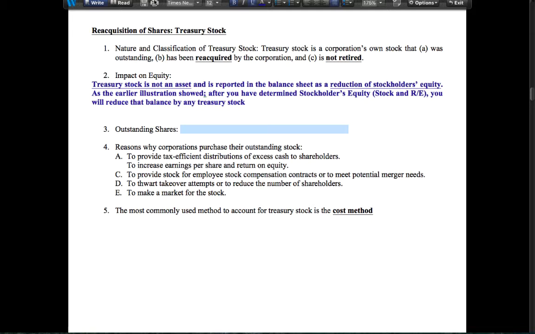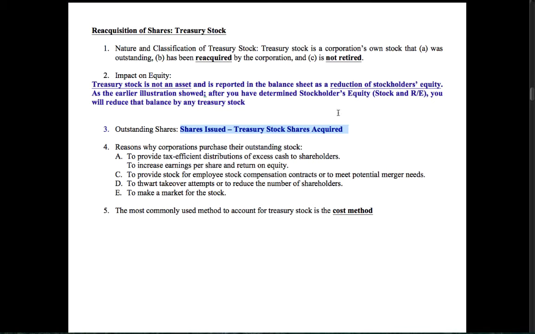Regarding outstanding shares of the company, outstanding shares are represented by shares that have been issued minus any treasury stock shares acquired. Therefore, if the company has 5,000 shares issued, but they have purchased 1,000 shares, the outstanding shares of the company would be 4,000, because you would subtract the amount of treasury stock shares that the company has reacquired.